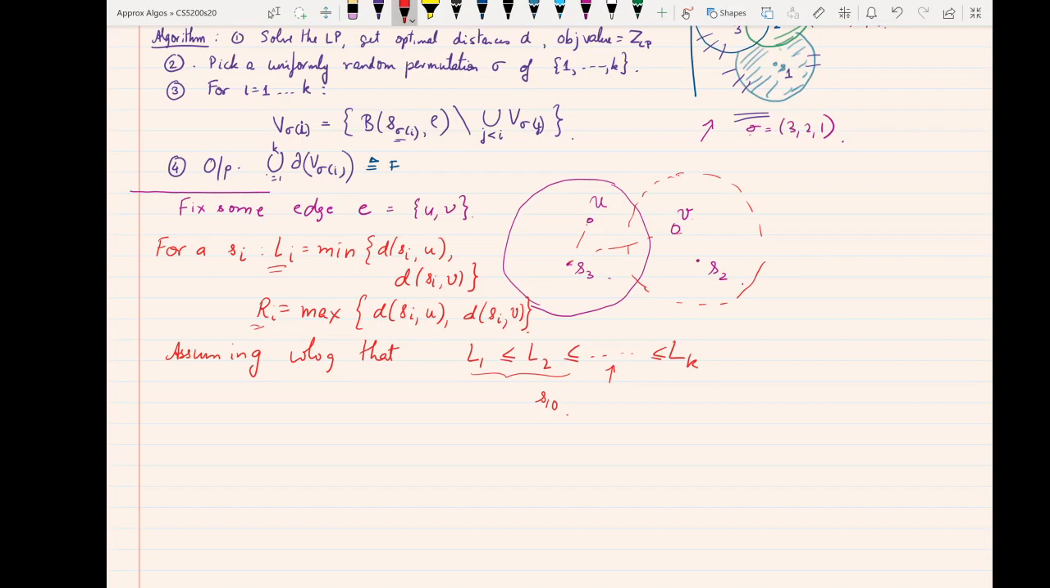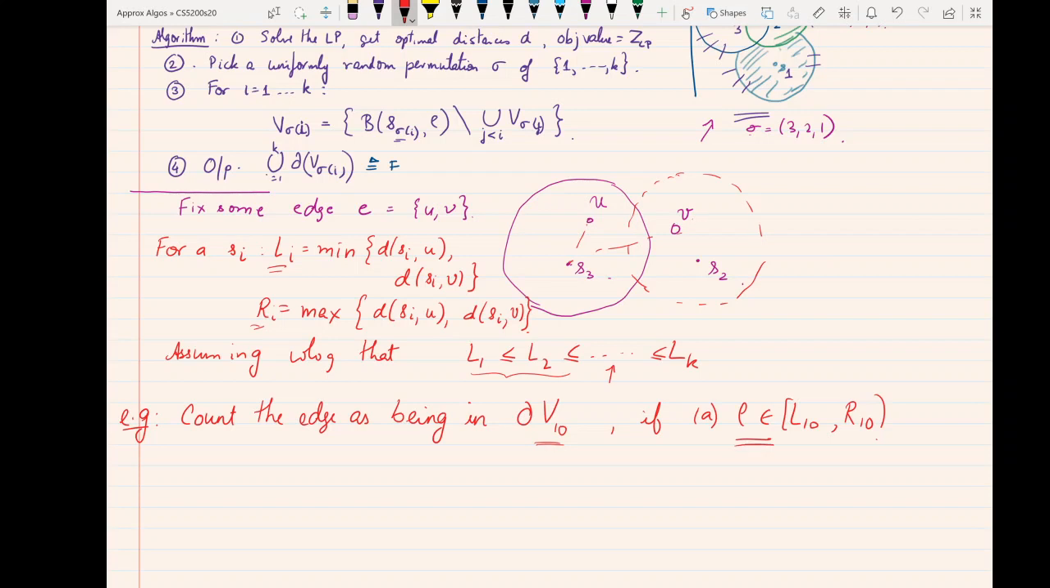So, for example, we count the given edge, that is UV, as belonging to the boundary of S10, that is the ball around S10, if it captures some of the vertices. Only if, of course, the random radius lies between L10 and R10, as illustrated over here. You have S10, which captures one of the two vertices. But also it should be that the terminals which have lower distance do not capture any of these vertices.